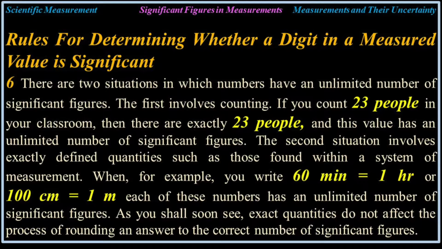As you shall soon see, exact quantities do not affect the process of rounding an answer to the correct number of significant figures. And I'm going to tell you why. Those are conversions. The second example was conversions. Conversions aren't measurements. Conversions are conversions. When you multiply, divide, add, or subtract measurements, that's when you're going to apply certain rules. So it's not to worry. And I will give you in class 2 more simple rules that will make everything come together a little bit more clearly. Okay? All right. Enough said.